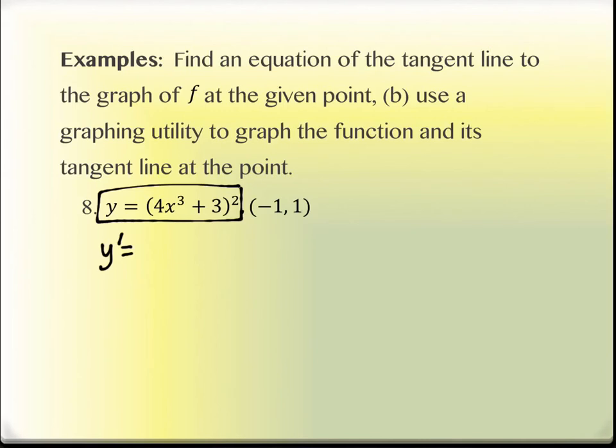So the chain rule with this says that I'm going to bring my 2 down. I'm going to rewrite the inside and decrease the power 2 by 1. And then I need the derivative of the inside. So what's the derivative of 4x cubed plus 2? 12x squared. Fabulous. 12x squared.